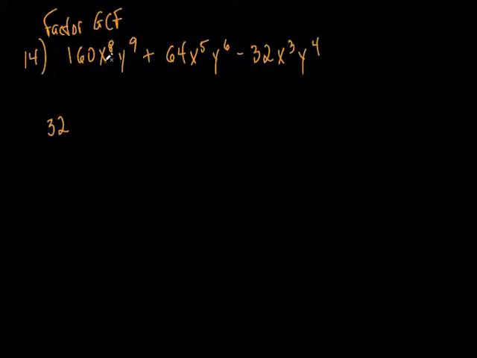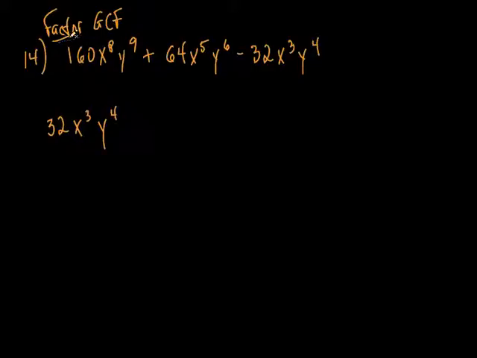What about the letters? I got x to the 8th, x to the 5th, x to the 3rd. Which one is in all three of them? X to the 3rd is in all three of them. X to the 8th is not in this one, is it? There's not enough here for x to the 8th to divide into that evenly. But there is an x to the 3rd in every one of those terms. So that's my greatest common factor with the x. And then the y's. I got y to the 9th, y to the 6th, y to the 4th. It's y to the 4th. So that's the greatest common factor.